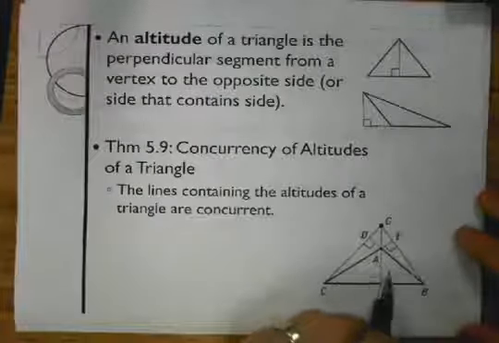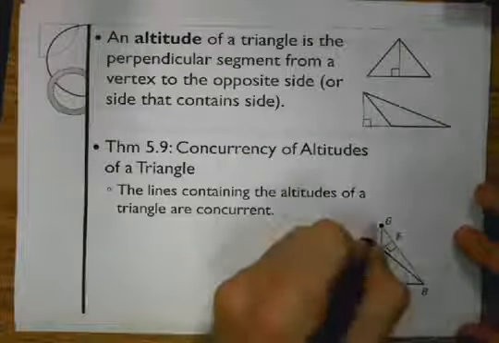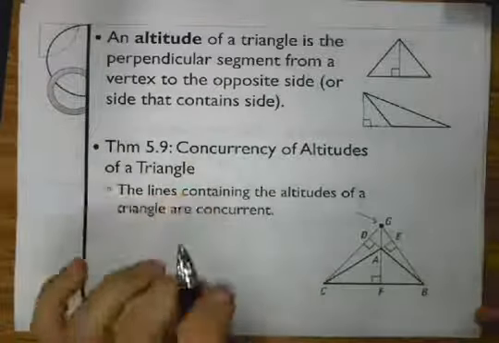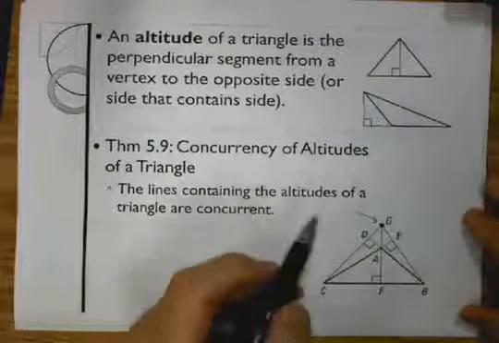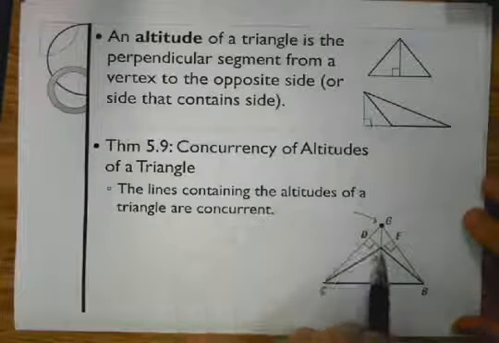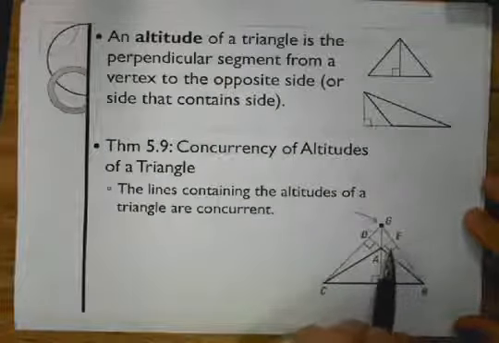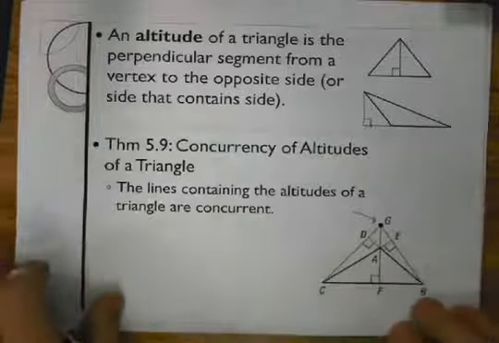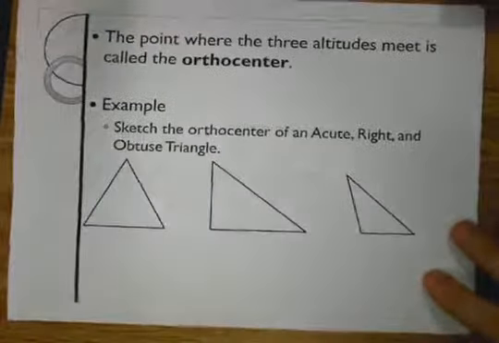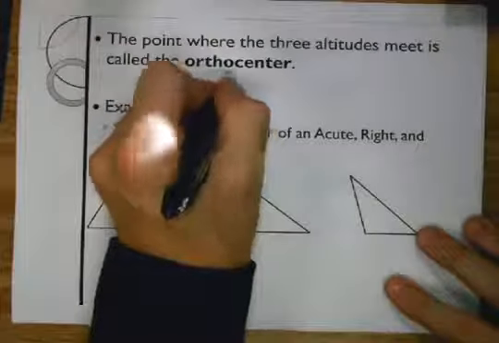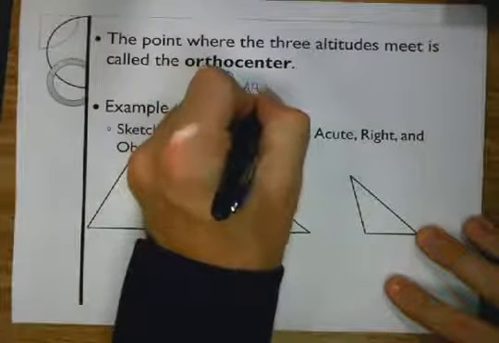The concurrency of altitudes of a triangle tells us the lines containing the altitudes of a triangle are concurrent. Same with the medians, the lines will intersect at a point. On this one, we have an obtuse triangle ABC. This is the point they all have in common. And again, it's outside, and that's fine, as long as we're connecting the perpendiculars. Notice we've extended this side AB to get the perpendicular. We've extended the side AC to get that perpendicular, but they all exist. We'll look at an example with all of them in a second.